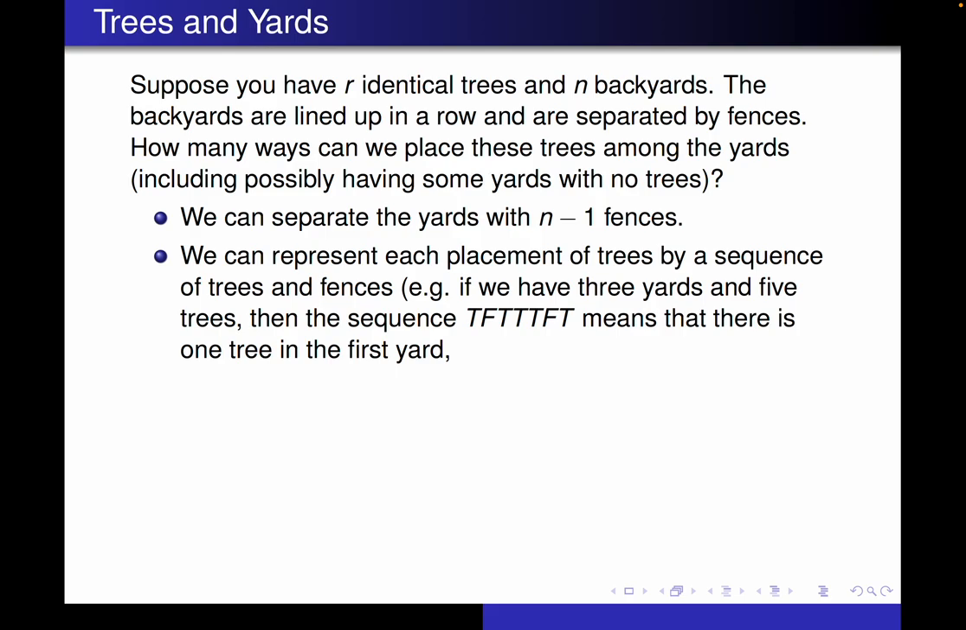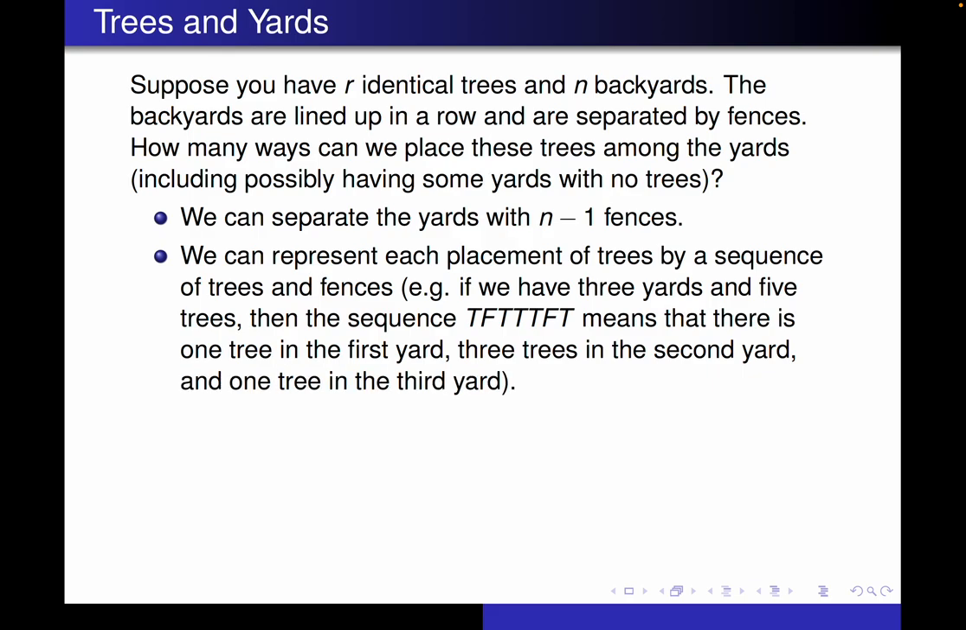And what that means is that we have 1 tree in the first yard, then we have a fence. We have 3 trees in the second yard, then we have another fence, and then we have 1 tree in the third yard.